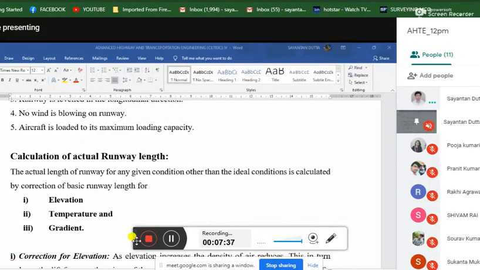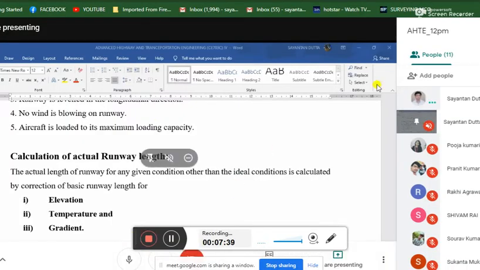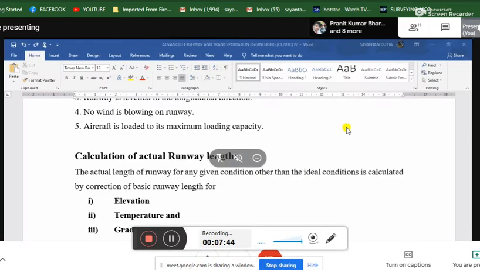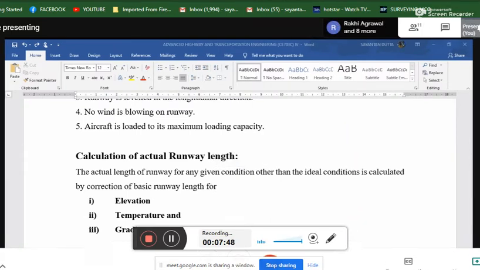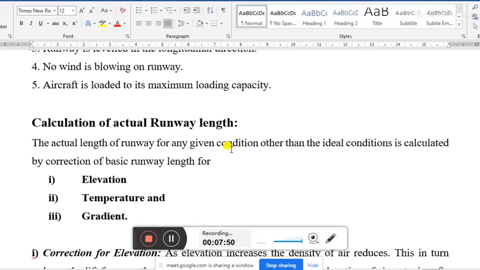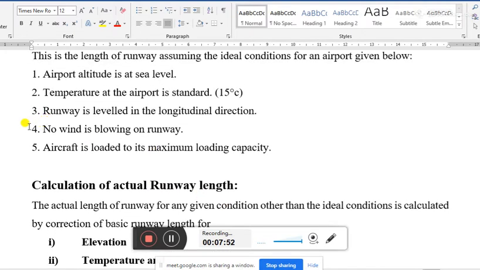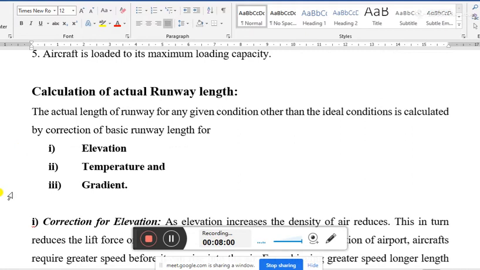That's why aircraft are tried to make fully loaded with passengers and with goods, obviously. That's why for these last two conditions there is no correction, but for the first three conditions, obviously there are three corrections respectively. One is elevation correction, one is temperature correction, and one is gradient correction.